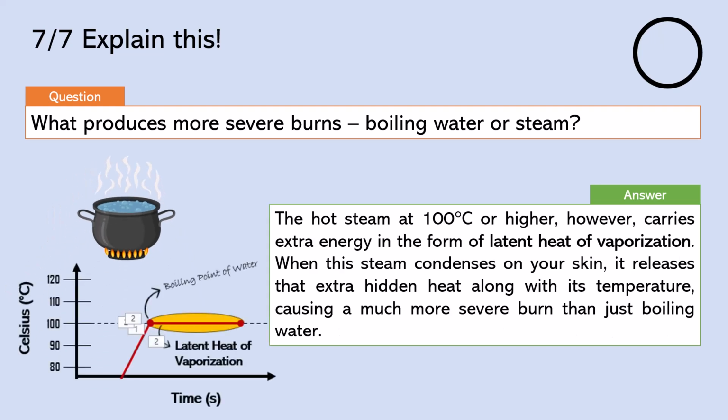The hot steam at 100 degrees Celsius or higher, however, carries extra energy in the form of latent heat of vaporization. When this steam condenses on your skin, it releases that extra hidden heat along with its temperature, causing a more severe burn than just boiling water. And that's the wrap on how matter changes its state.